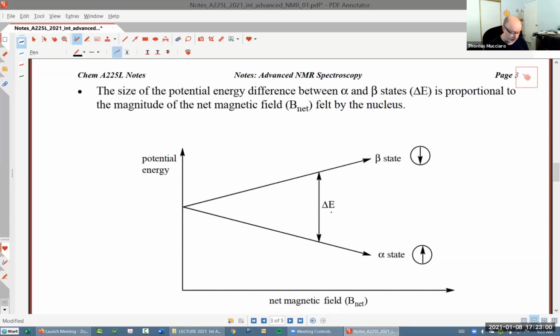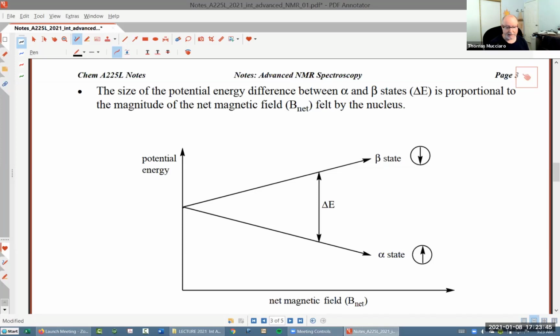So we're going to be very concerned about the size of that potential energy difference, right? We have nuclei in the alpha state, and we have nuclei in the beta state. And what we're going to talk about is the net magnetic field. So we put a magnetic field on there, and then there are things that are going to add to it and subtract from it. But whatever the total magnetic field that nucleus feels at the end is called the net magnetic field. And when that magnetic field is 0, as I just showed you, all of the nuclei have the same potential energy, and therefore our delta E is 0.